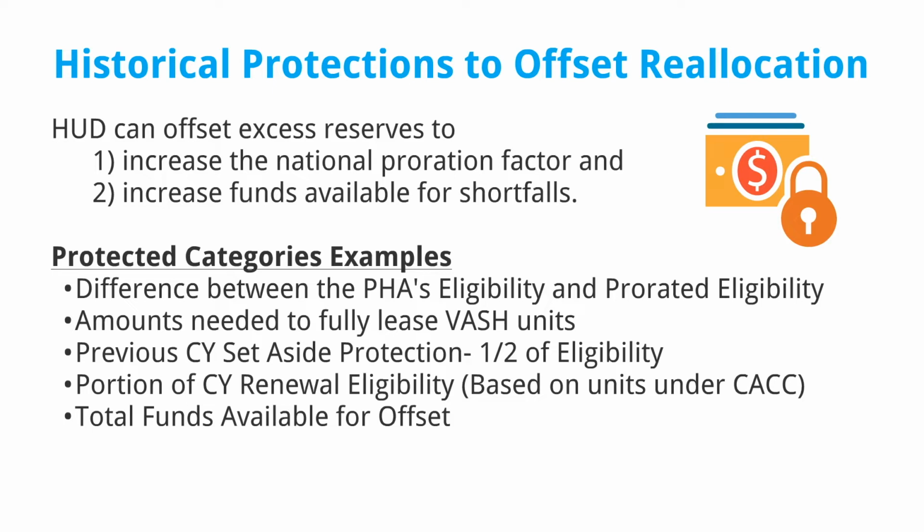There are certain protected categories that are taken into account prior to offset. These have historically included, among others, a safe level of PHA reserves based on size, funding needed to cover increased leasing and per-unit costs later in the year, amounts needed to fully lease VASH. If HUD does an offset, the full details of the offset reallocation will be available in the PIH notice for implementation of the federal funding provisions for the Housing Choice Voucher program for each fiscal year.